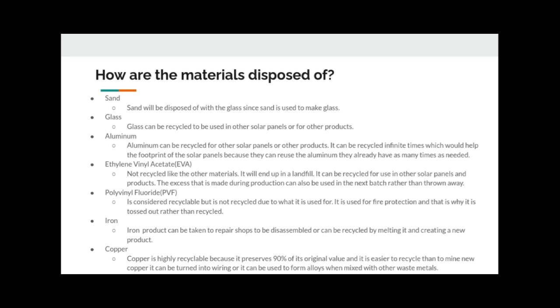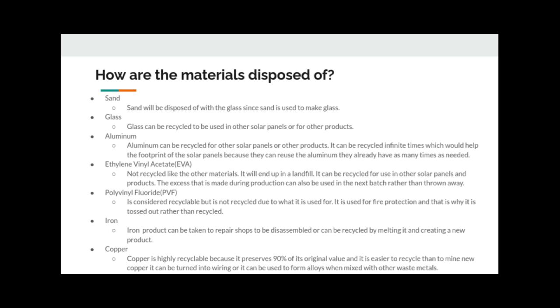Ethylene vinyl acetate. Ethylene vinyl acetate is not recycled like other materials. It will end up in a landfill. It can be recycled for use in other solar panels and products. The excess that is made during production can be used in the next batch rather than thrown away.